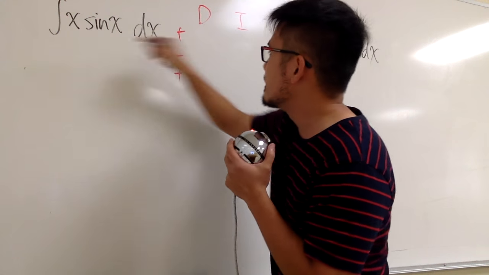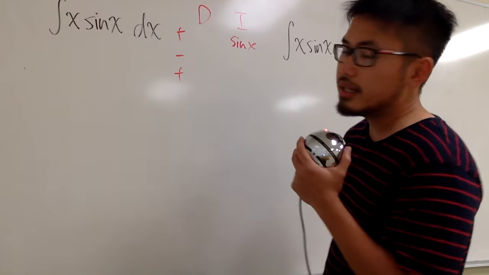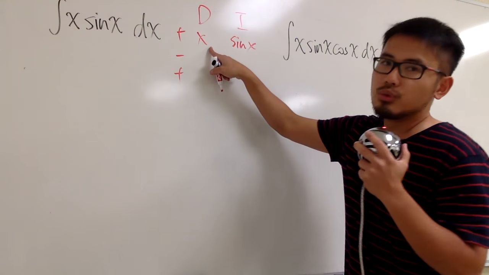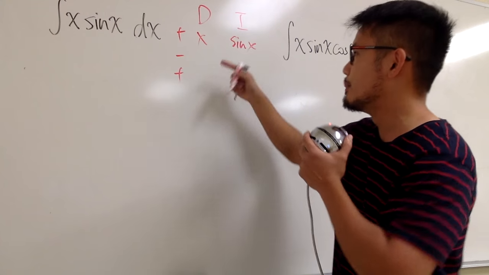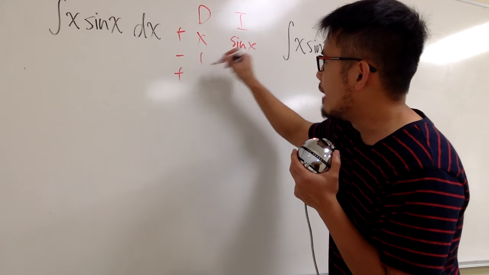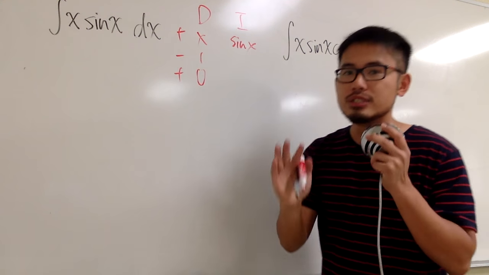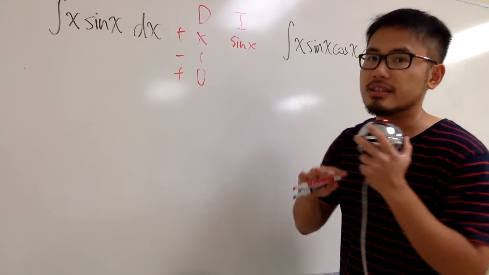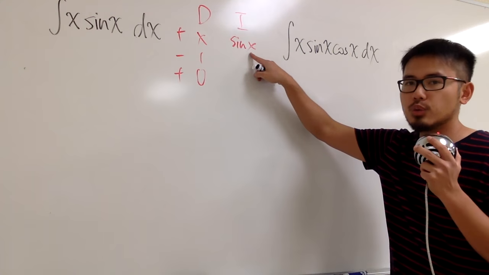I'm going to integrate sine x. We can totally integrate sine x, right? And then in the meantime, we are going to differentiate x. So let's get to work. I'm going to do the differentiation first because it's easier. That makes me happy. Derivative of x is 1, derivative of 1 is 0, so we are done. And you see, this is why 0 is enough, because when you see the 0 in the D column, we can stop. Alright, let's focus on integrating sine x.